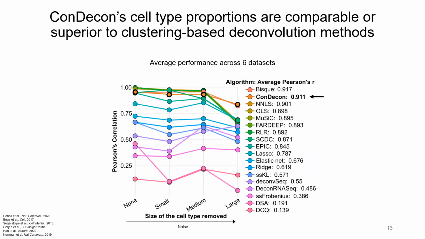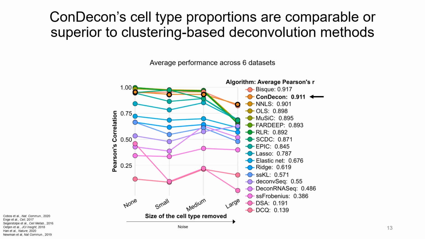We then sought to benchmark ConDecon against other deconvolution methods. To do this, we aggregated ConDecon's inferred cell probabilities into cell type abundances to match the output of current methods. We then used a published benchmarking pipeline that evaluates the accuracy and stability of each method to increasing levels of noise in the reference single-cell data.